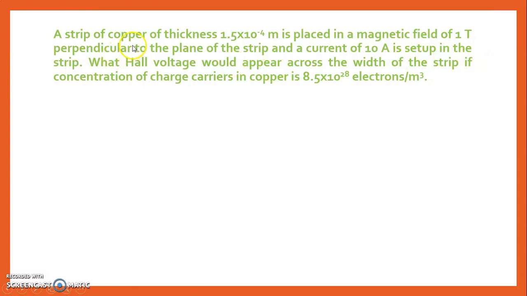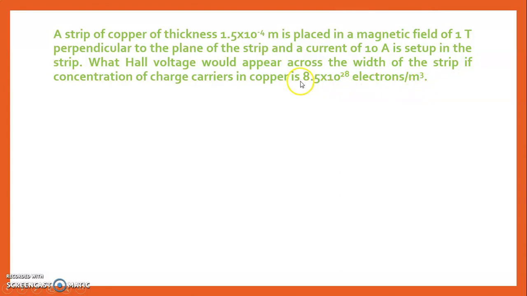I'm repeating again. A strip of copper of thickness 1.5 into 10 raised to minus 4 meter. The thickness is given. This is the thickness. In a magnetic field of 1 Tesla perpendicular to the plane of the strip, and a current of 10 ampere is set up in the strip. What will be the voltage that appears across the width of the strip if the concentration of charge carriers in copper is 8.5 into 10 raised to 28 electrons per meter cube?